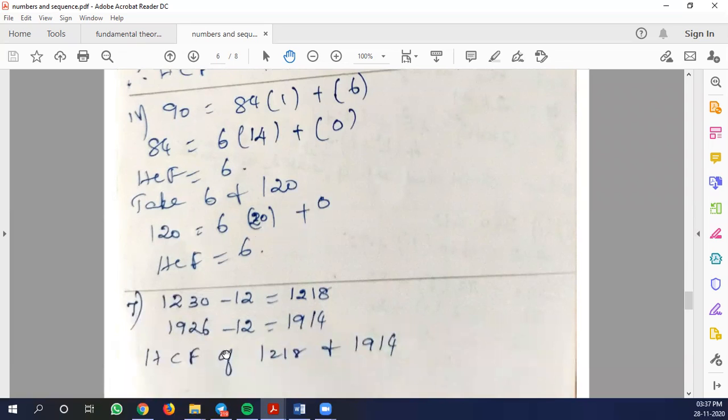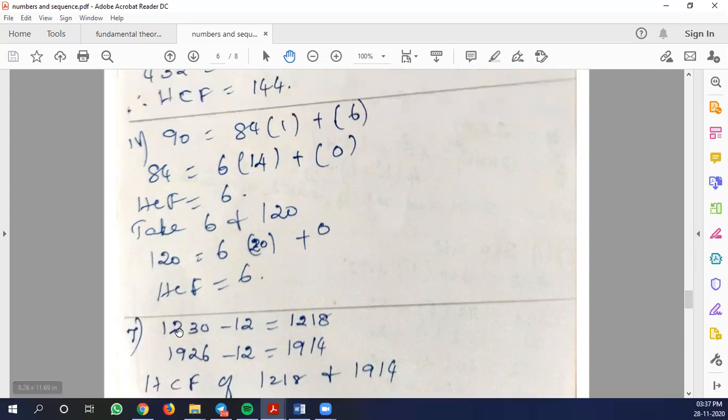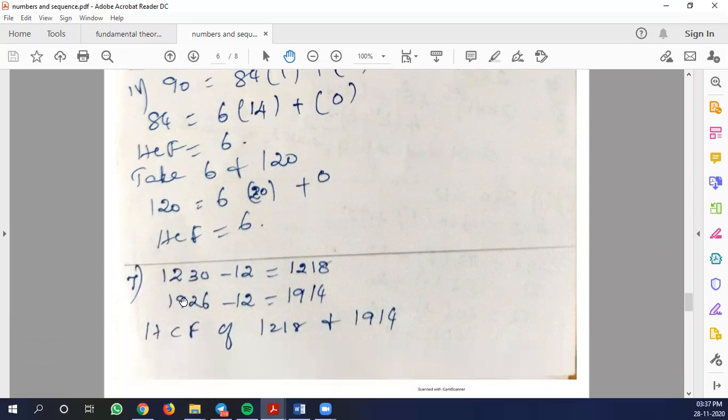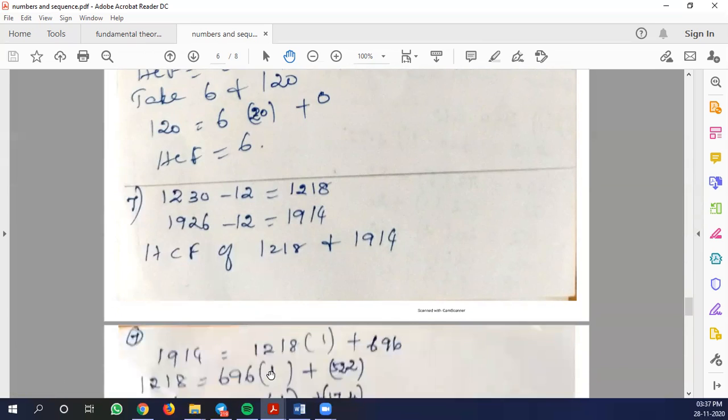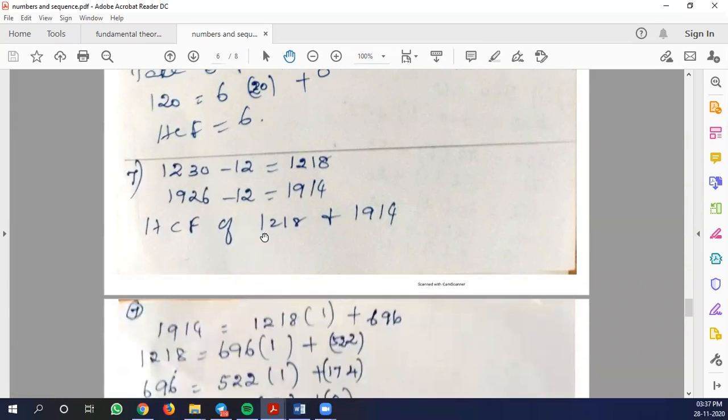Seventh sum: find the largest number which divides 1230 and 1926, leaving remainder 12 in each case. If you have remainders, they have to be subtracted from the given numbers. So you take the first number, 1230 minus 12, which is 1218. Then 1926 minus 12 is 1914. So you have to find the HCF of these two numbers.